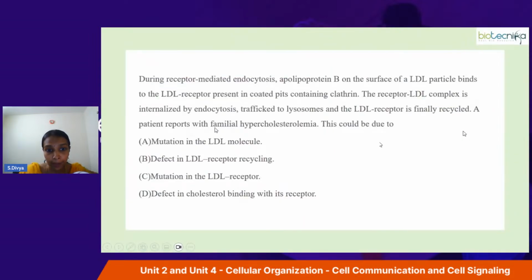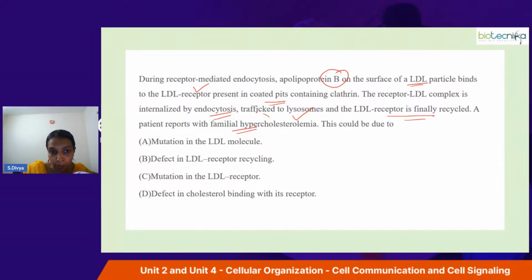This is regarding familial hypercholesterolemia. Now, you have to identify what is the cause of this particular disease, familial hypercholesterolemia. So, you know that in receptor mediated endocytosis, apolipoprotein B on the surface of LDL binds to the corresponding receptor. Coated pits will be constructed, internalized by endocytosis, traffic to lysosomes, and finally recycle.